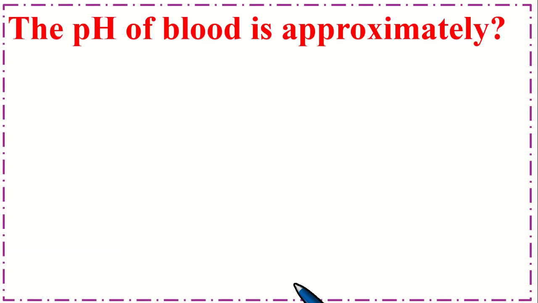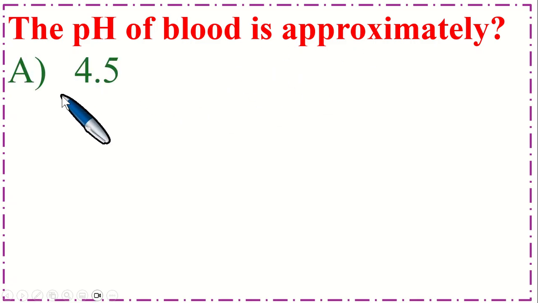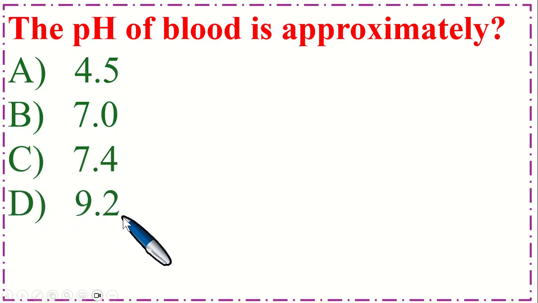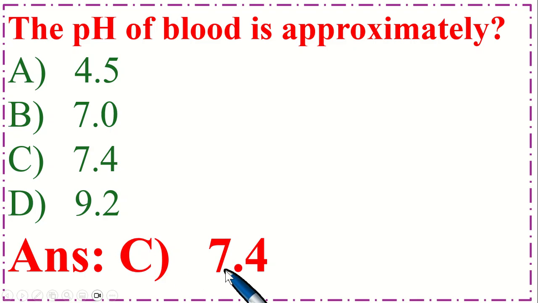Dear students, this is very important MCQs. The pH of blood is approximately option A, 4.5, B, 7.0, C, 7.4, and option D, 9.2. So the correct option is C, 7.4.